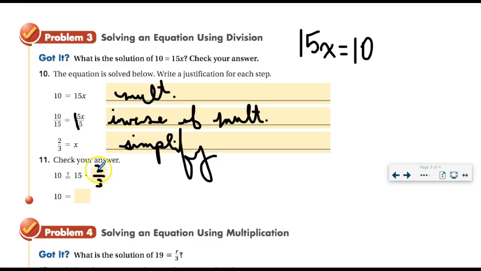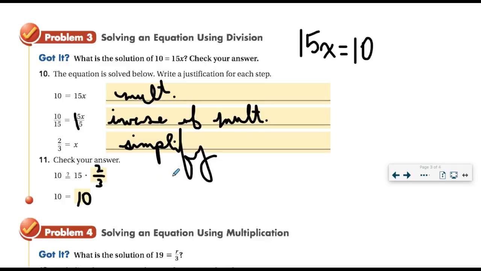15 times 2 is 30, divided by 3 is 10. Ta-da, we did it. Awesome. Alright, so again, this is a really elementary way of looking at it. These are more mental steps than anything else. I'm pretty confident that all of you have the ability to do this without writing down every single step.